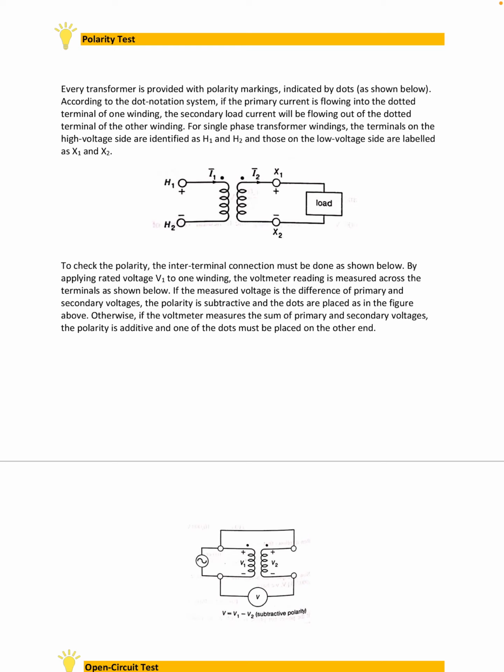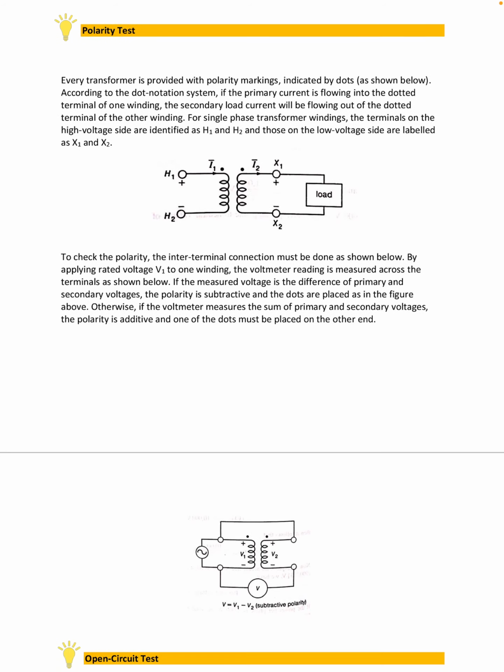Otherwise, if the voltmeter measures the sum of the primary and secondary voltages, the polarity is additive and one of the dots must be placed on the other end, meaning na nabaliktad. So it's just a matter of replacing the dot para dili na kailangan i-replace ang transformer winding. So as easy as that para ma-determine na to ang polarity. But of course, kung mamalit ta og transformer, naka-specify dyan na siya daan. That's a standard industry practice for polarities of transformers.